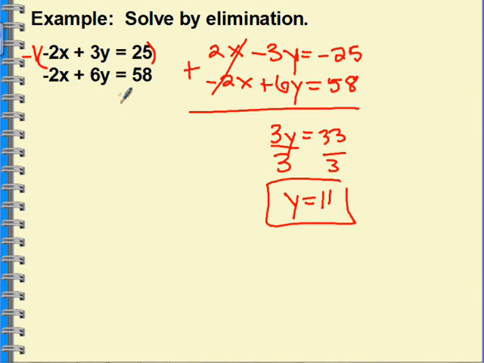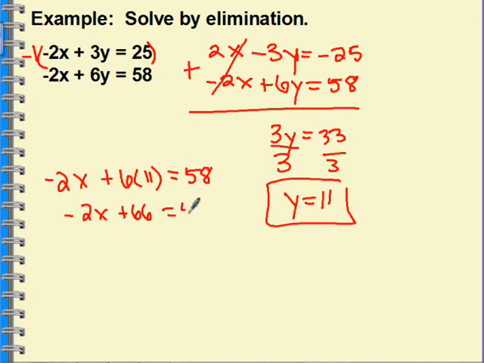Alright, it does not matter which one we plug it back into. So I can just even pick the bottom equation. Negative 2x plus 6 times, no longer y, we're going to plug in that 11, equals 58. Well, 6 times 11 will give me 66. So in order to solve for x, next step, we're going to have to subtract 66 from both sides.